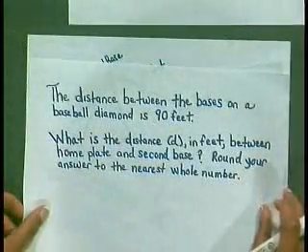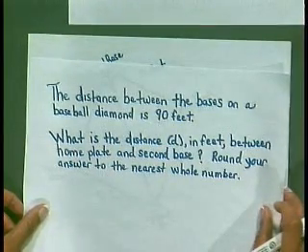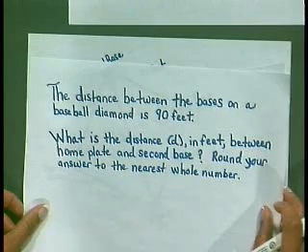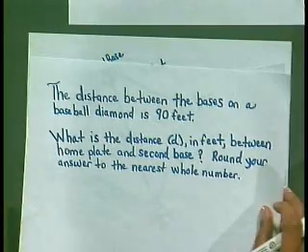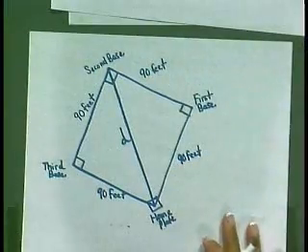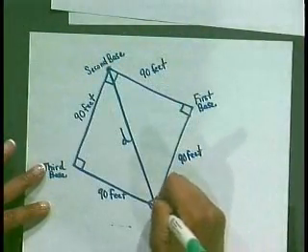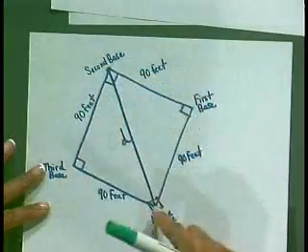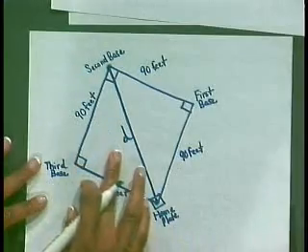It says the distance between the bases on a baseball diamond is 90 feet. What is the distance D in feet between the home plate and second base? Round your answer to the nearest whole number. So let's go back to our diagram. Okay, they asked for the distance between second base and home plate. So the distance between the two bases is what we're looking for, which is D.